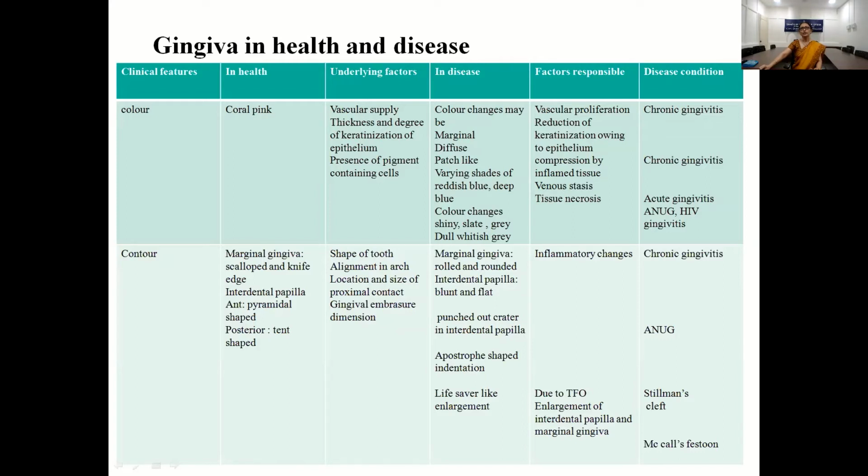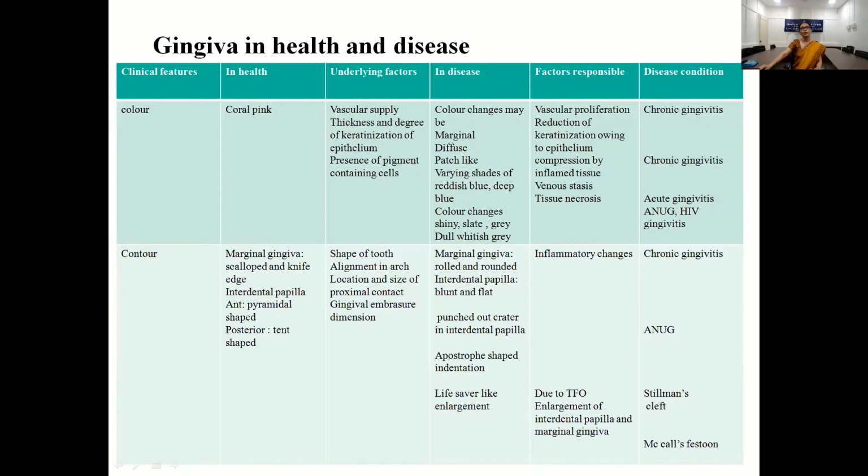When there is chronic gingivitis, there is vascular proliferation, a reduction of keratinization, and compression by the inflamed tissue, causing venous stasis. In acute gingivitis, there is tissue necrosis. In ANUG also there is tissue necrosis, and because of this there is a color change from normal coral pink to reddish blue, deep blue.